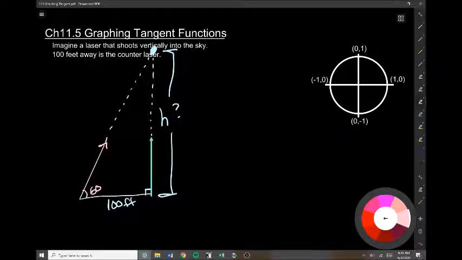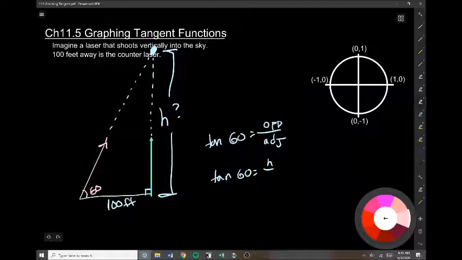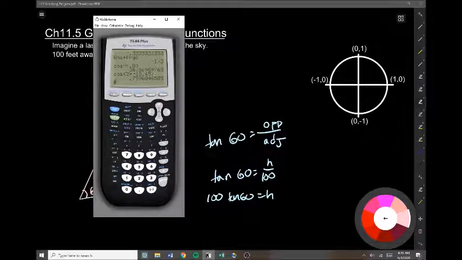We would find that with tangent. The tangent of 60 degrees equals the opposite over the adjacent, but we know that the opposite we're calling height, and the adjacent is 100. So 100 times the tangent of 60 gives us this height. Let's calculate what that is real quick. We're doing this in degrees, so my calculator's in degrees. If I do 100 times the tangent of 60, 173 feet.